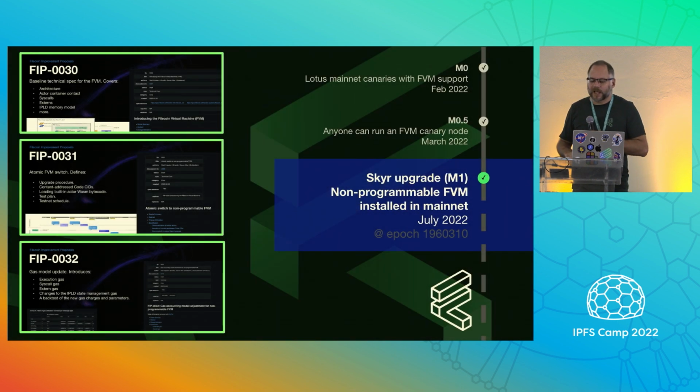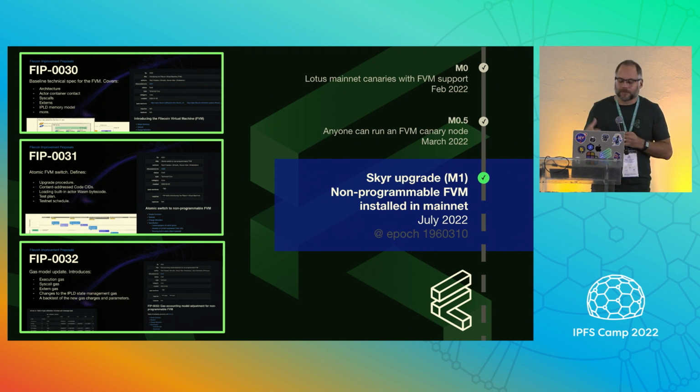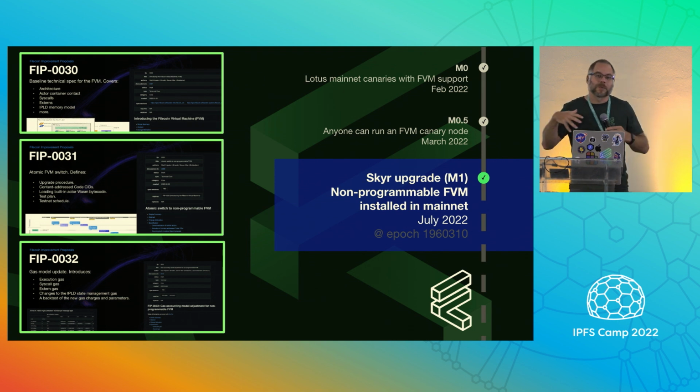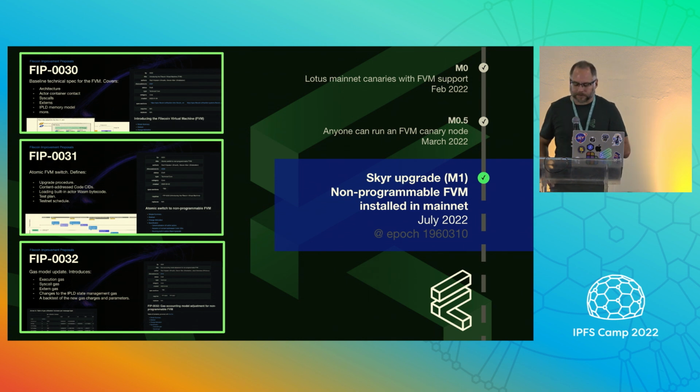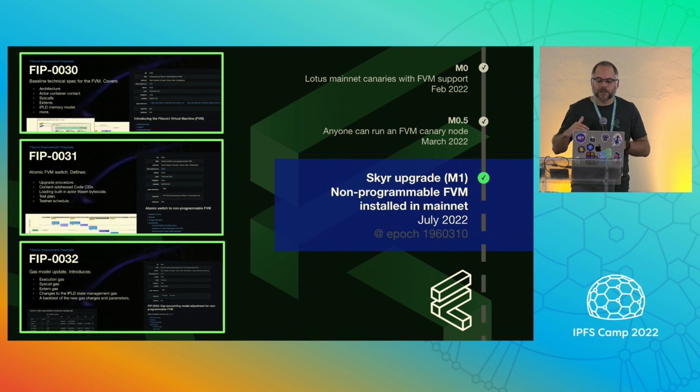So in terms of a bit of a roadmap here, shipping the FVM is a hard task. It transforms the entire execution layer of Filecoin. And so we're doing this in stages. Earlier in July, there was a Skyr upgrade, which we deemed as M1, milestone 1, which is a non-programmable FVM, and that's installed in the mainnet.